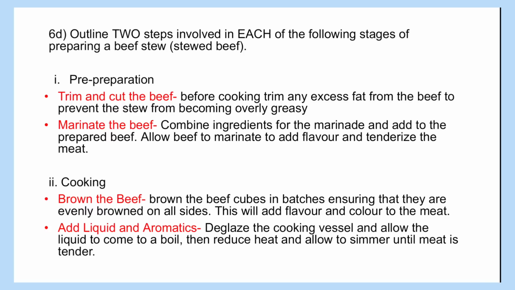And then the second one is to add liquid and aromatics. So you can add the liquid by first deglazing the cooking vessel, and then you want to allow the liquid to come to a boil. Then you would reduce the heat and allow it to simmer until the meat is tender.